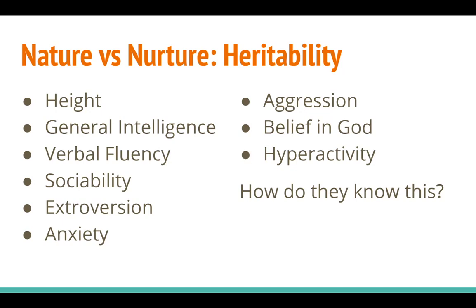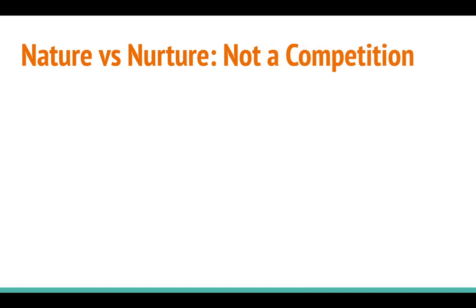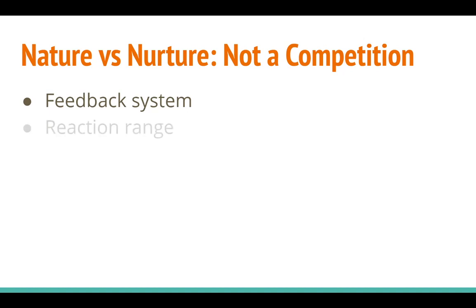So what are we supposed to learn from all this? Well, nature versus nurture, it's not a competition. We shouldn't even be having this debate anymore. Nature and nurture form a feedback system. Remember when we talked about feedback? They react to each other in positive and negative feedbacks. That means that the environment can encourage a trait or can squash it.